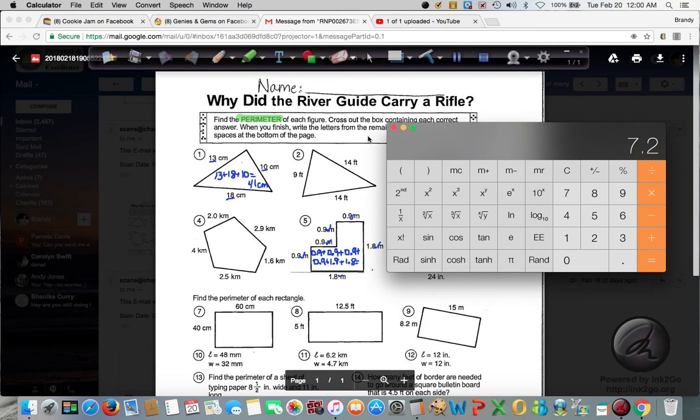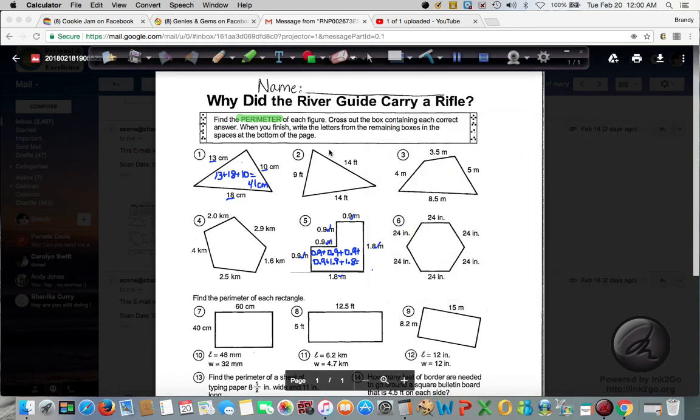The trickiest thing, I think, with perimeter and having to add lots of pieces is to make sure you don't hit a wrong button on your calculator. It wouldn't hurt to try and do it twice just to double check your own work, especially if you don't find your answer at the bottom. That probably means you just hit a button wrong rather than you didn't do the actual problem correctly.